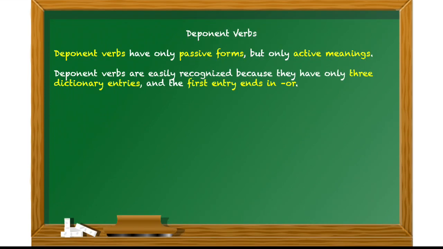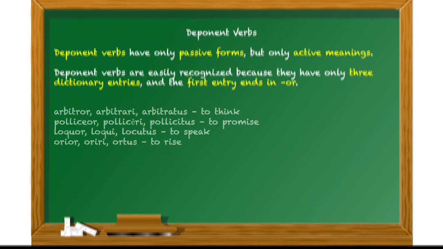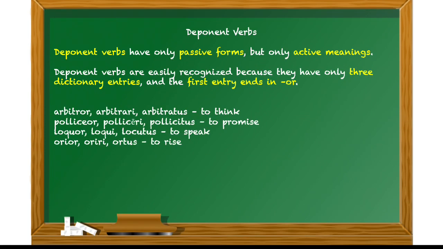Now, deponent verbs are easy to recognize in terms of the dictionary entries. They only have 3 entries instead of the usual 4. And the first entry will always end in OR. And take a moment and just copy these. There are many, many deponent verbs. But here are a few from the basic conjugations.